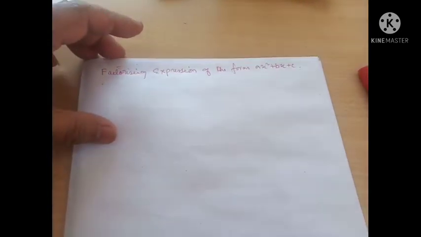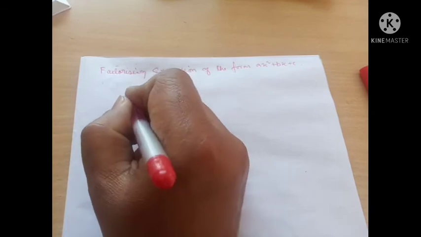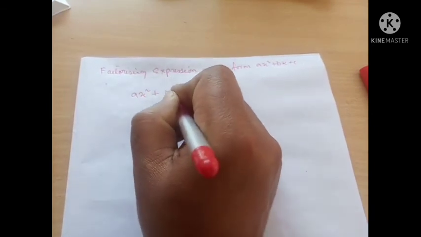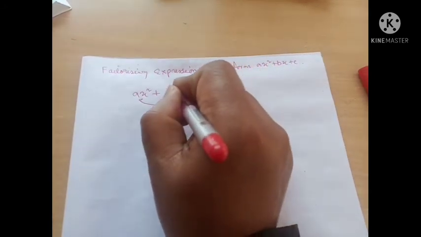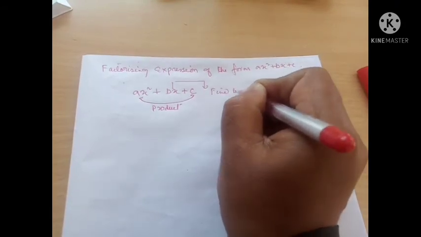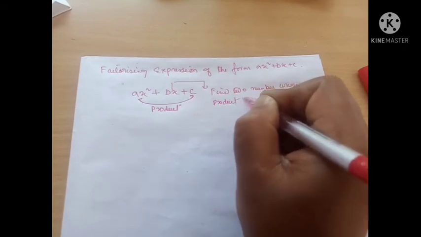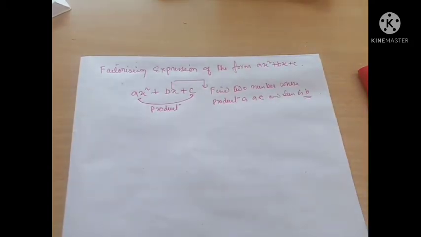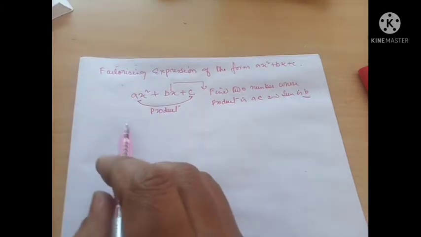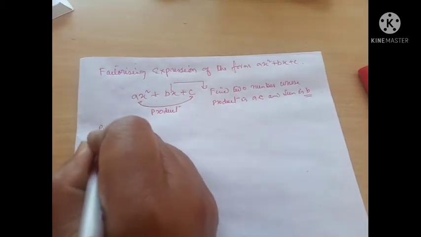Now, factorizing an expression of the form ax square plus bx plus c. This is done by splitting the middle term. Let's see here. So first we have x square plus bx plus c. That means this will be the product and this will be the sum. That means find two numbers whose product is AC and sum is B. So this we call splitting the middle term. By using this formula, we are going to find the factorization. To factorize this type of trinomials, this is a rule.